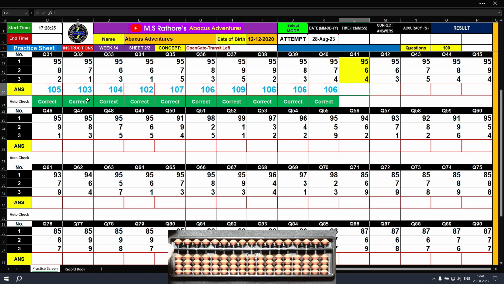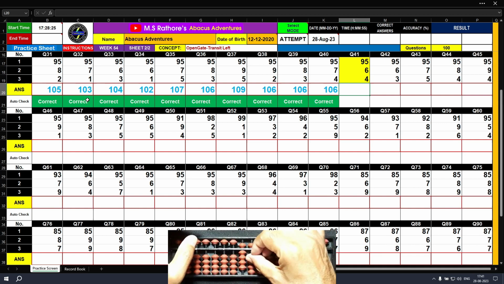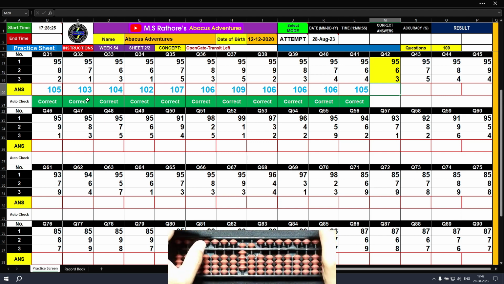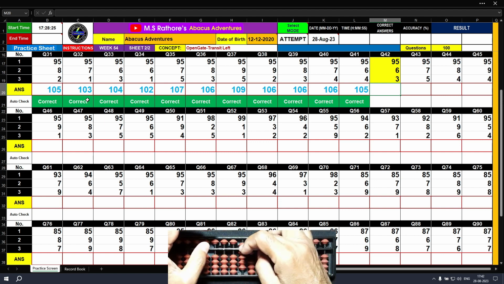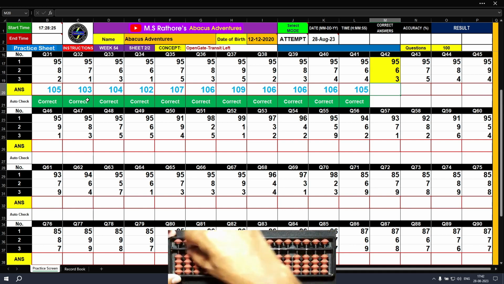Question number 41. Plus 90, plus 5, plus 6, plus 4, the answer is 105. Question number 42. Plus 90, plus 5, plus 6, plus 3, the final result is 104.